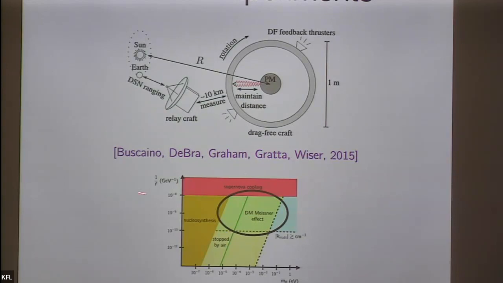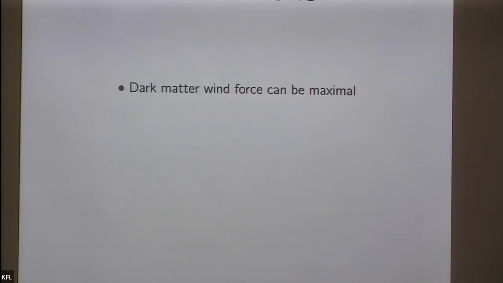But the basic spirit of it is that you just need some kind of sensitive force experiment that you can fly, and it doesn't have a ton of instrumentation or whatever around the test. That's what you would want. Okay, that's it. The conclusion I have is that the dark matter wind can be maximal in some significantly crazy model, and it may be worth looking for. That's it. Thank you.